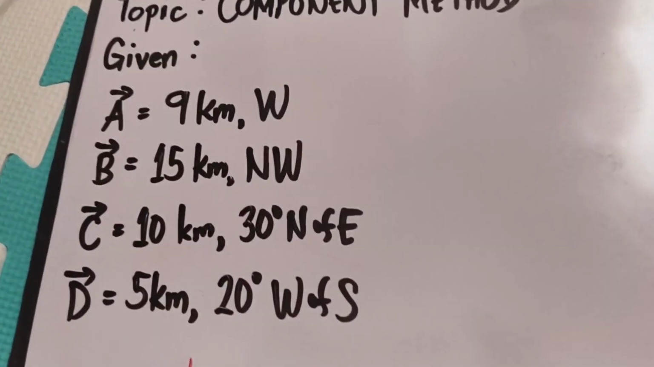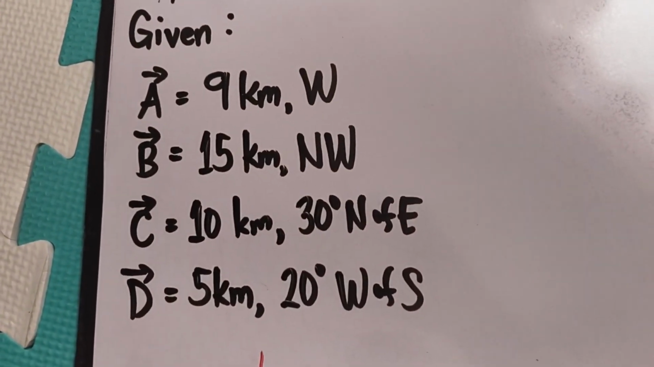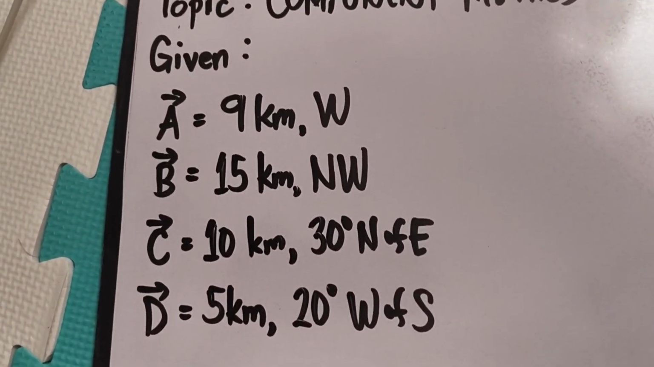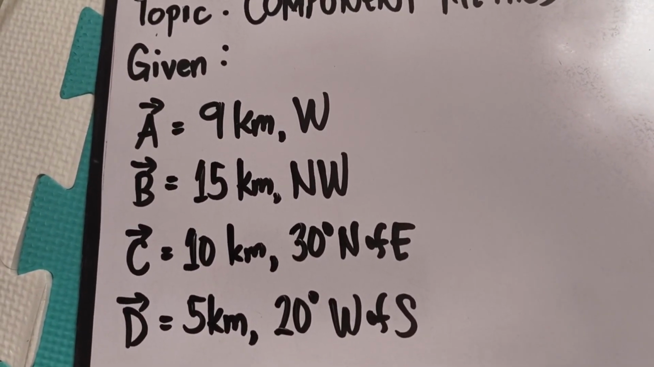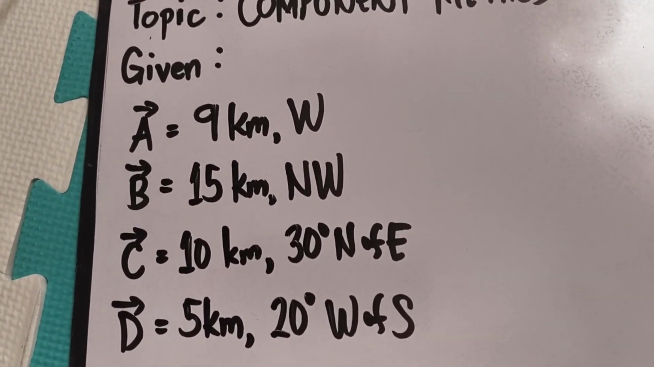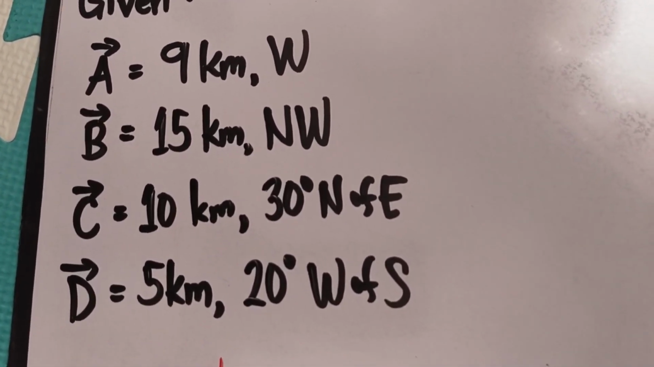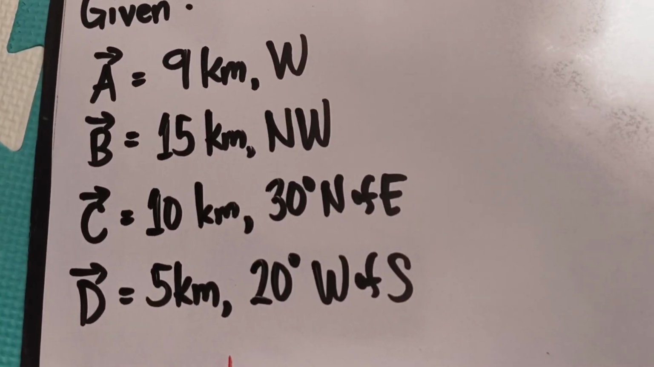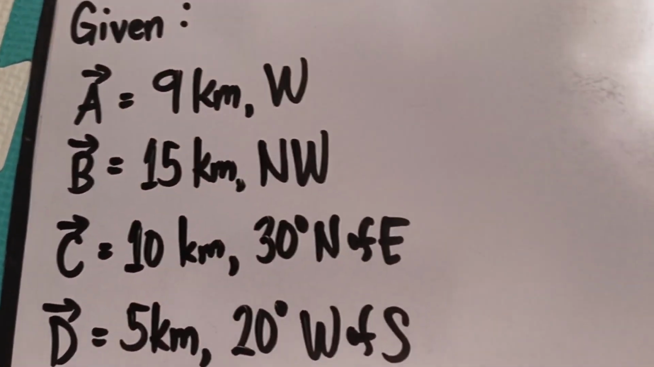Alright, so let's begin. Given the following vectors, vector A is equal to 9 kilometers west, vector B is equal to 15 kilometers northwest, vector C is equal to 10 kilometers 30 degrees north of east, and vector D is equal to 5 kilometers 20 degrees west of south.